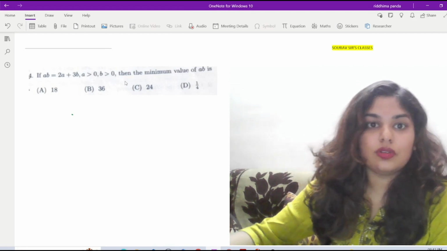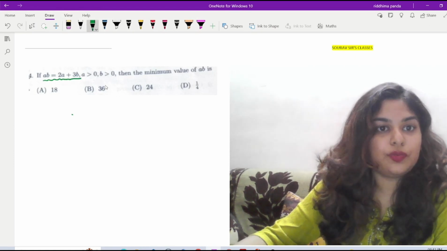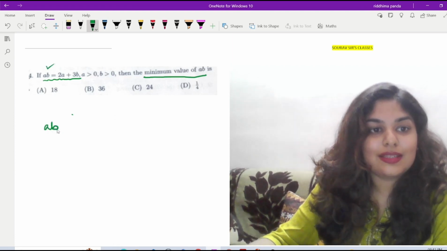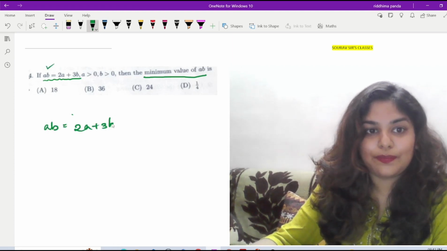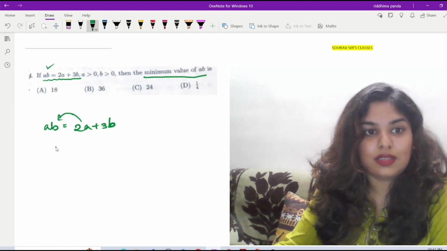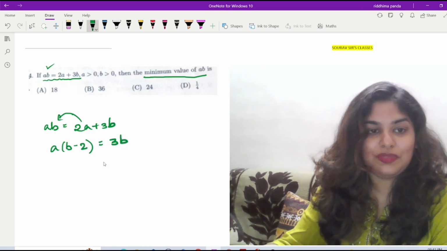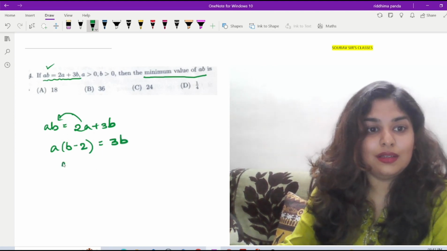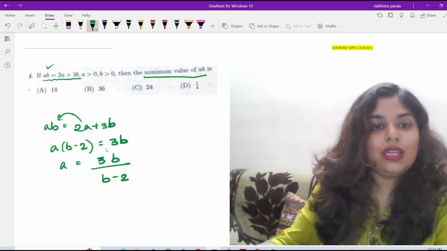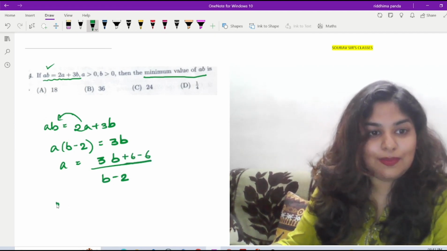Let us have a look at the next question. Here it is given that AB is equal to 2A plus 3B, and we have to find the minimum value of A into B. So let us start with the given condition, that is AB is equal to 2A plus 3B. From here, if we take it to the side, we can take A as common and we get A into B minus 2, which is equal to 3B. Now from here, A is equal to 3B by B minus 2. Now let us add and subtract 6. So if we simplify, what do we get?